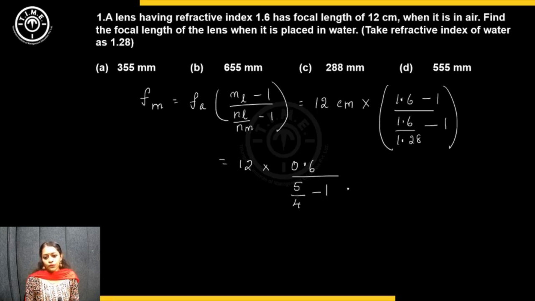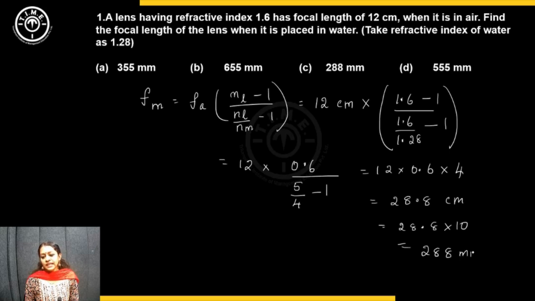So 5 by 4 minus 1 is 1 by 4. So you will get 28.8 centimeter. It is in centimeter only because you are substituting the value of Fa in centimeter, right? Now we have to convert it into millimeter. Just by multiplying with 10, you will get the answer as 288 millimeter. So the answer for this question is option C.